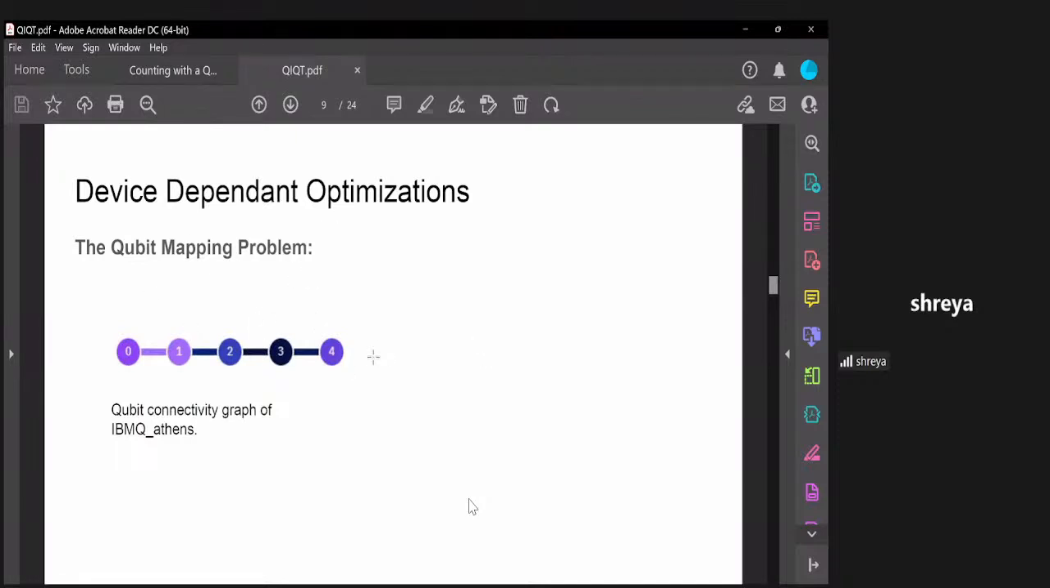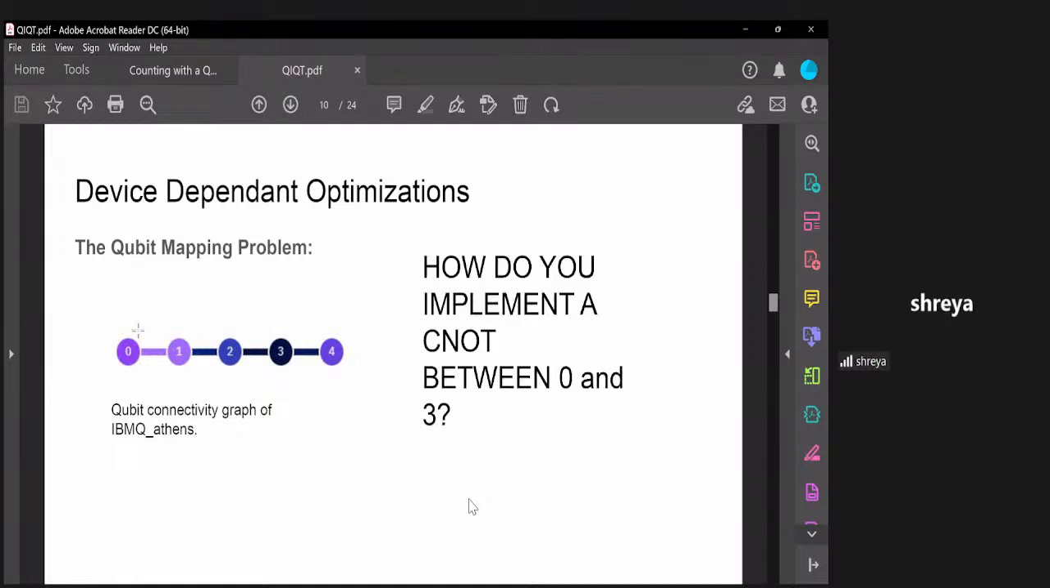So this is a 5-qubit device, and the connections are pretty simple. You can see everyone is connected to their nearest neighbor, and there are devices that have multiple connectivity. So 0 can be connected with 1 and 2 like that. But the case that we are going to study today is a linear connectivity. 0 is connected to 1, and 1 is only connected to 0 and 2.